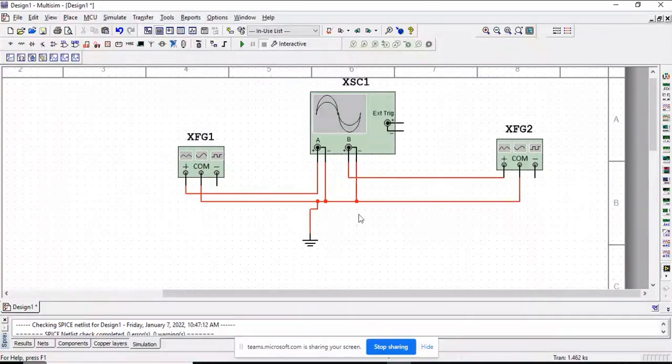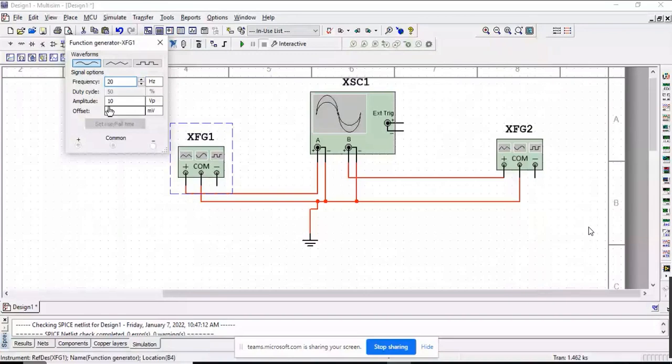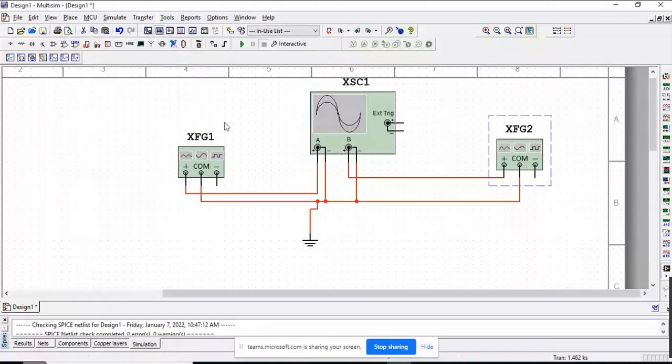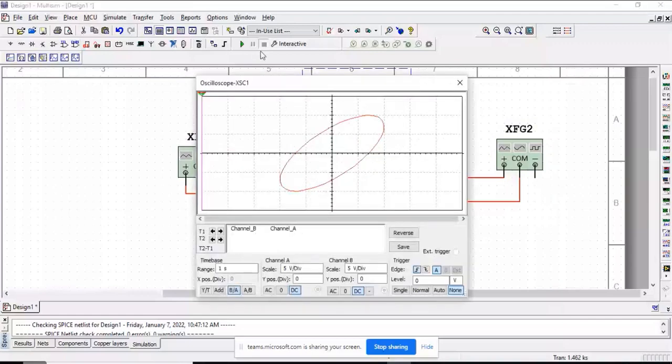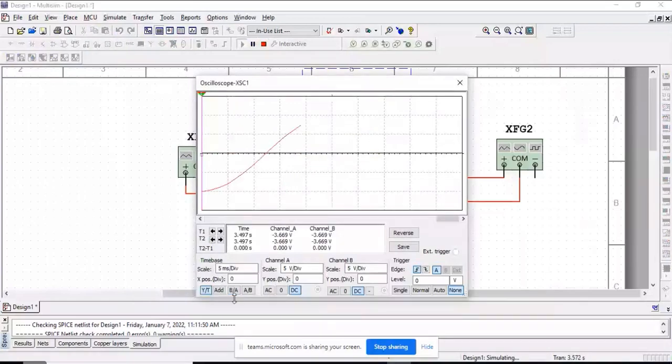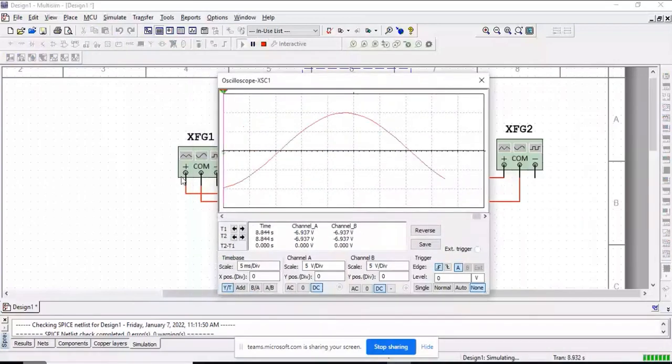So you will see in your lab journal, this is the circuit diagram for the Lissajous pattern. I have used 20 Hertz 10 volt peak at the input side, and at the other function generator it is also 20 Hertz 10 volt. Ma'am has told that if the frequency is the same and the amplitude is the same, you will see the Lissajous pattern. You will get a straight line if the frequency is the same. So simply you have to click on B by A.